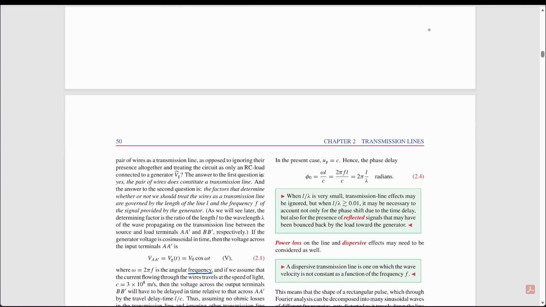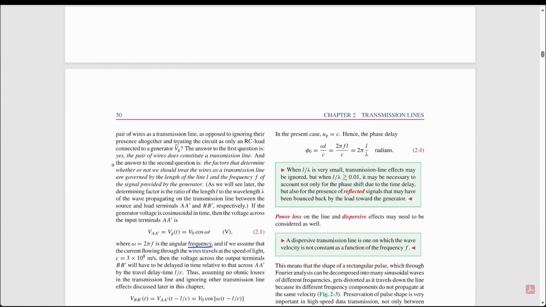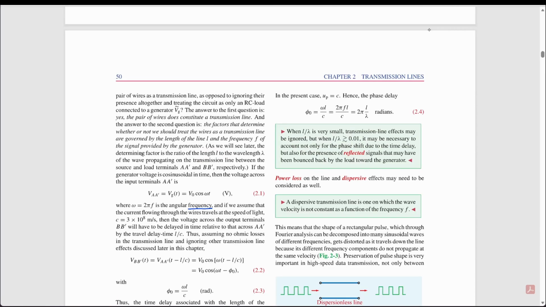The answer to the first question is yes, the pair of wires does constitute a transmission line. So here it constitutes a transmission line. And the answer to the second question is the factors that determine whether or not we should treat the wires as a transmission line are governed by the length of the line and the frequency of the signal provided by the generator. So what decides whether we're going to use the transmission line model or not is the frequency of the generator and the length of this line. As we'll see later, the determining factor is the ratio of length to the wavelength of the wave propagating on the transmission line between the source and load terminals A and B respectively.